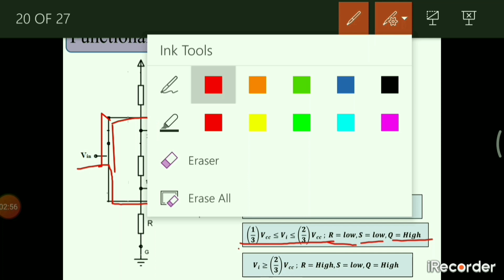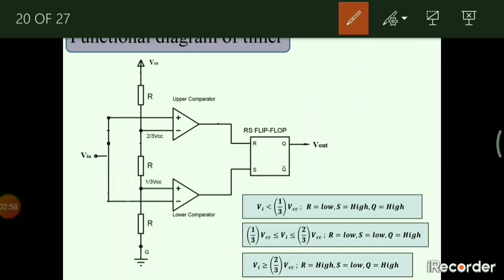Now case number 3. In the third case, VI is more than or equal to 2 by 3 VCC. So at that time, we'll get R is high, S is low and Q is low basically. Just making a correction, it is low.